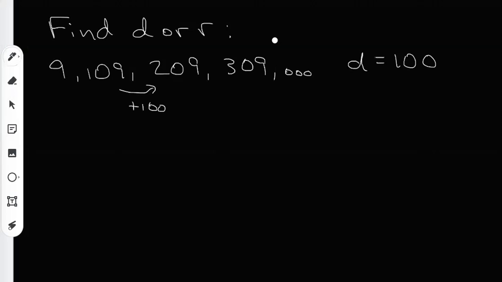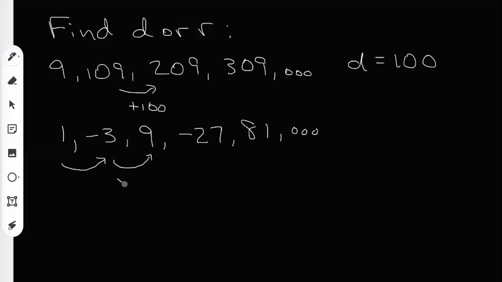D stands for the common difference, right? But let's say I have a sequence like 1, -3, +9, -27, +81, and so on. What am I doing here? What am I multiplying by? I'm multiplying by a -3, right? So in this situation, since it's a geometric sequence, I'm going to be multiplying. I'm going to have to use the letter R. R is going to be -3.